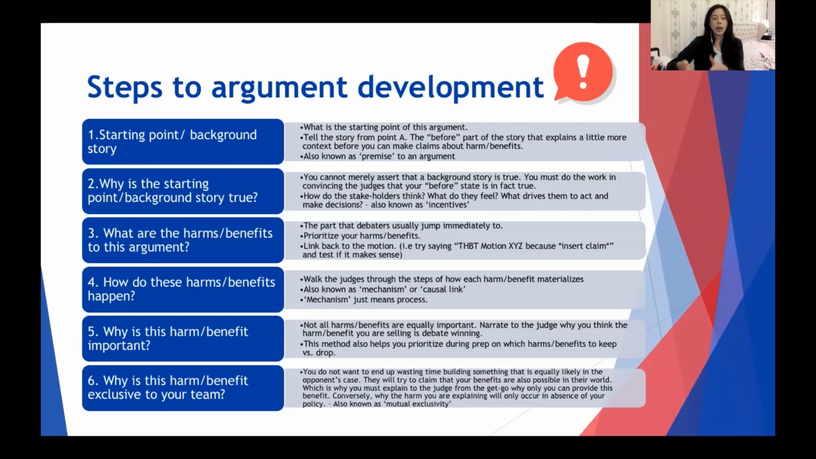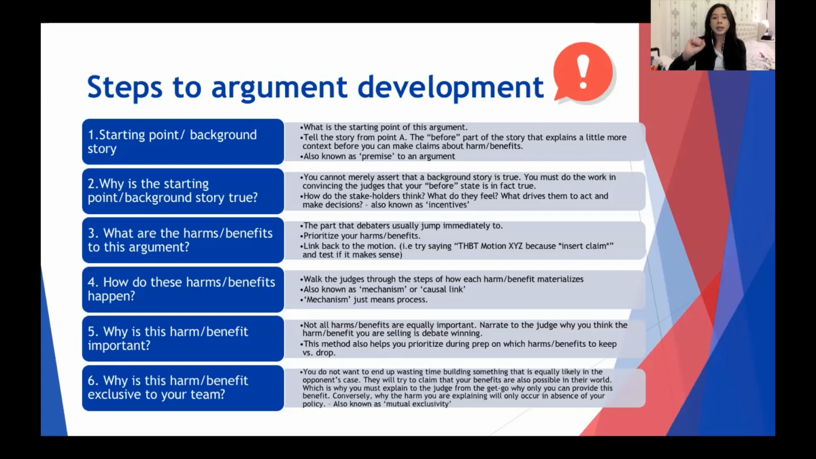How did people behave before? What is the starting point of this argument? You're jumping straight to the after picture, the after your policy, but you've never told me what the world looked like before your policy, right? So the starting point, the background story, is basically the before picture, the before world of your policy. This is also known as a premise. If you ever hear the word premise being thrown around in debate land, what it really means is the starting point of your argument, the very foundation of it all, before you can even make any claims about how your policy makes things better.